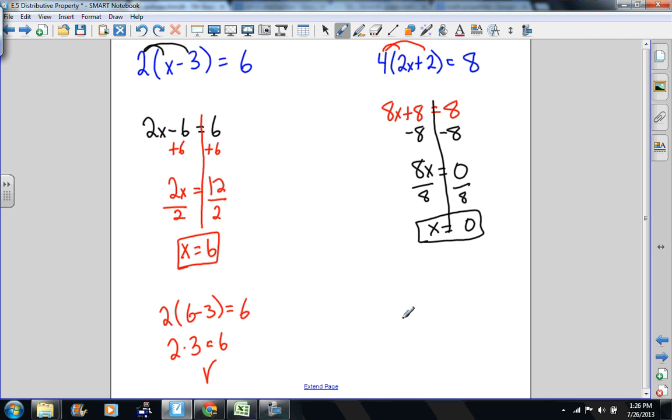So we check our answer just like we did before. 4 times 2 times 0 plus 2 equals 8. So that's 0 right there. So 0 plus 2 is just 2. So we get 4 times 2 equals 8. And that is true.